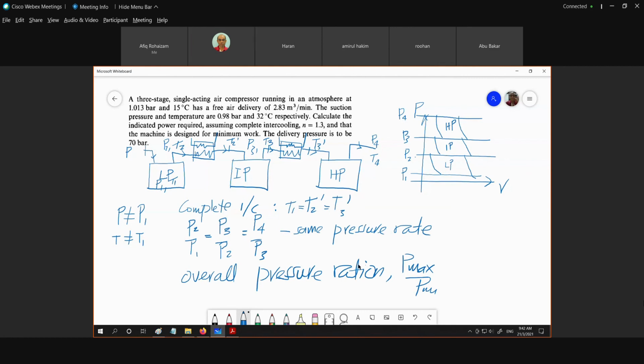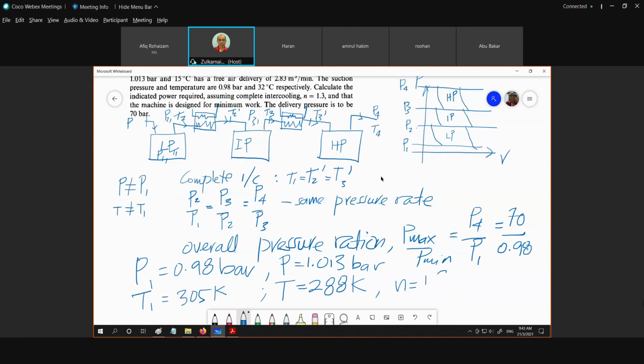And then T1 kita adalah 32. 32 campur dengan 273 berapa? 305. 305 Kelvin. Dan kita punya T kita adalah ambient condition adalah 288 Kelvin. Okay, and then N kita adalah 1.3.